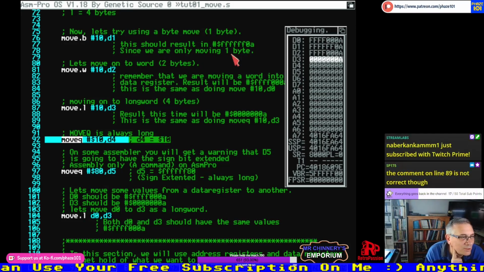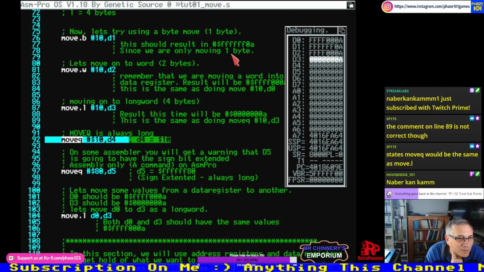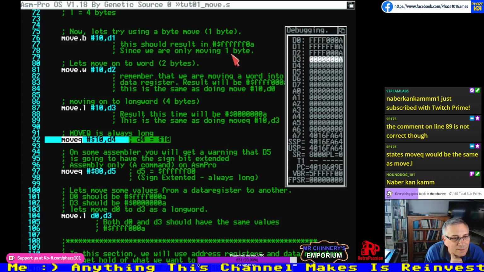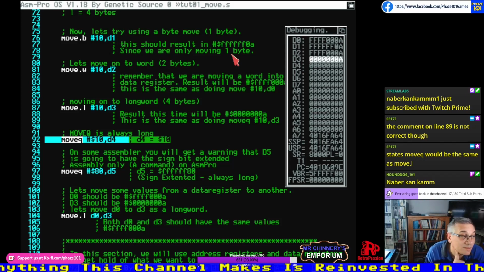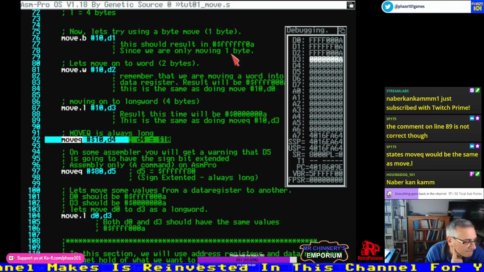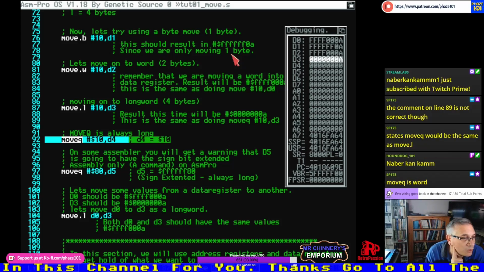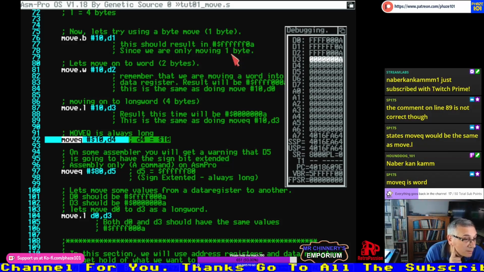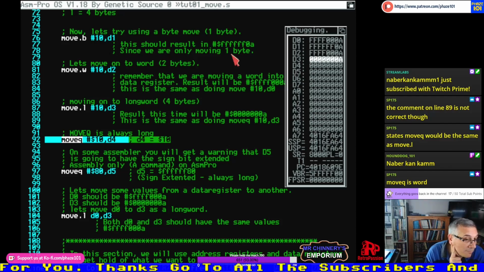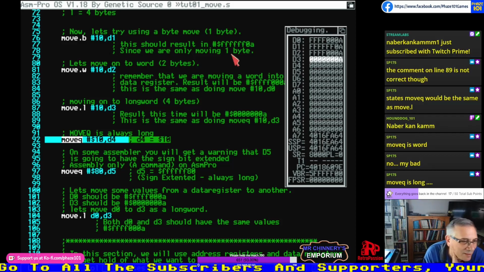Okay, let me see what Docster wrote, because I'm not reading all his comments. Result, move.long 10 comma D3. Result this time will be, this is the same as doing move quick. It is the same. Why is it not correct, SP? He's saying move.long and move.quick will be the same. It's not a negative number. Okay, fair enough.